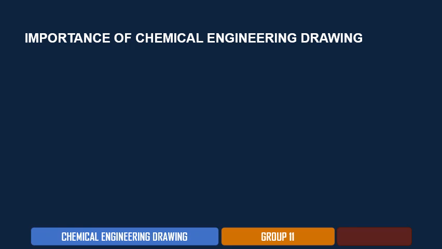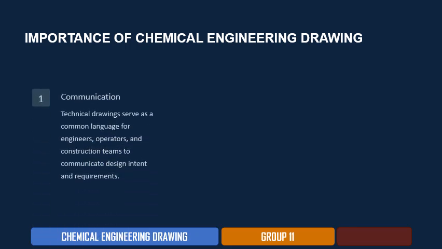So let's take a look at some of the importance of chemical engineering drawing. Firstly, communication. Technical drawings in general serve as a common language for engineers, and in this case, it's being specified in chemical engineering. It allows for ease of communication between chemical engineers.